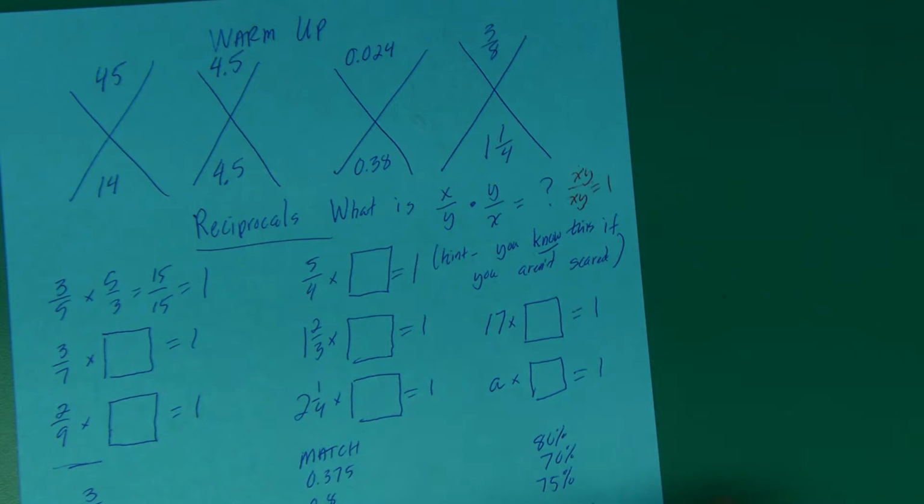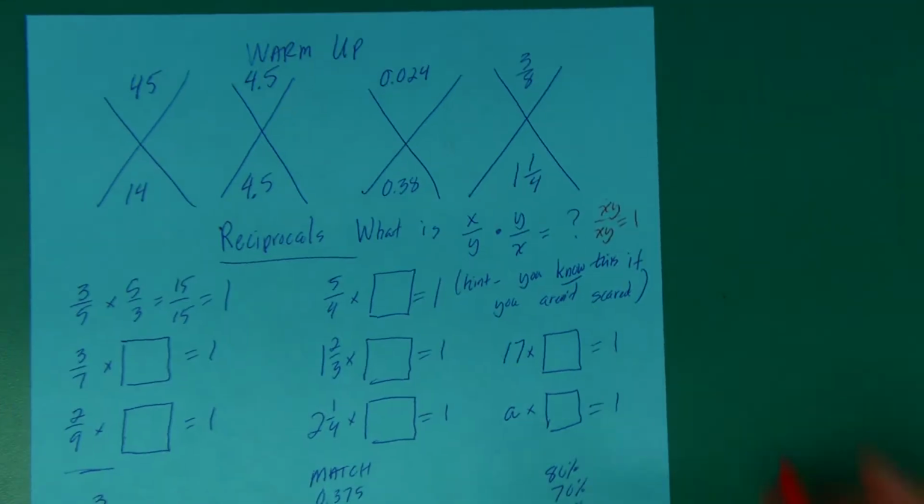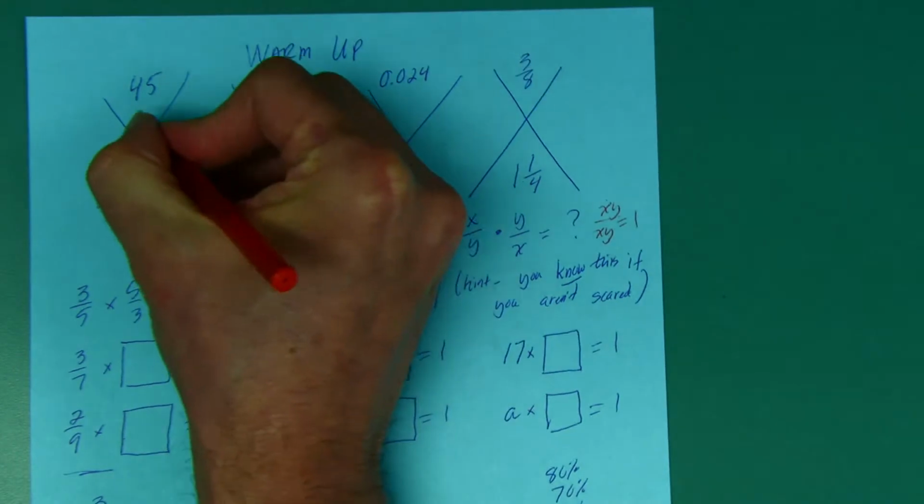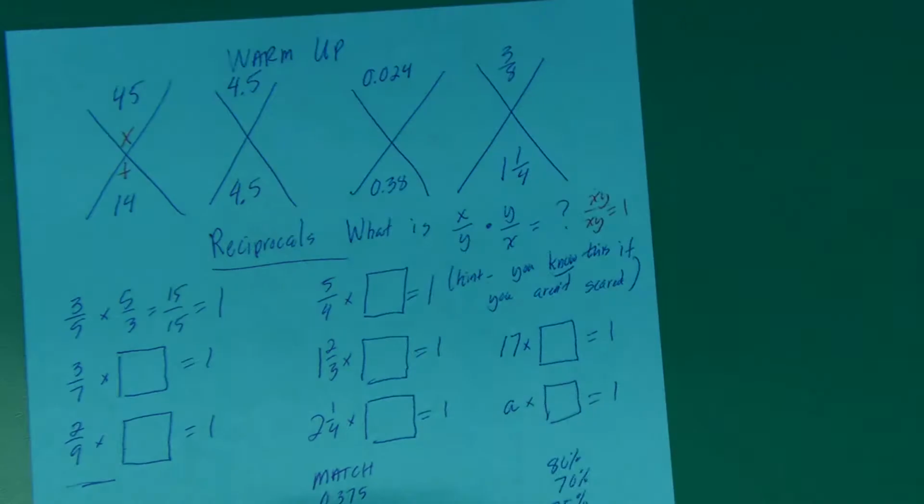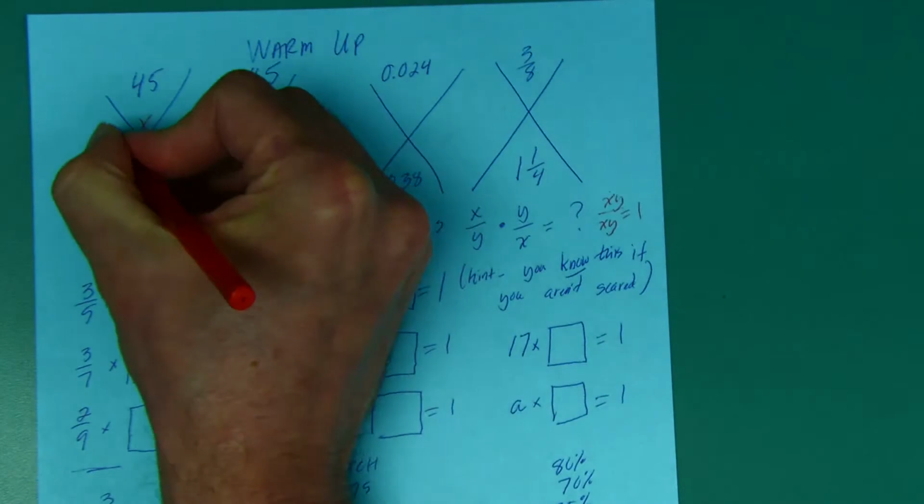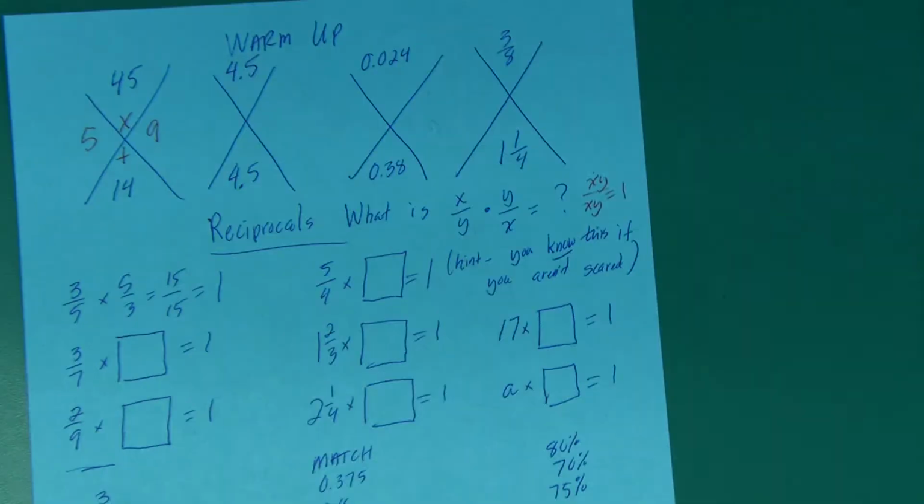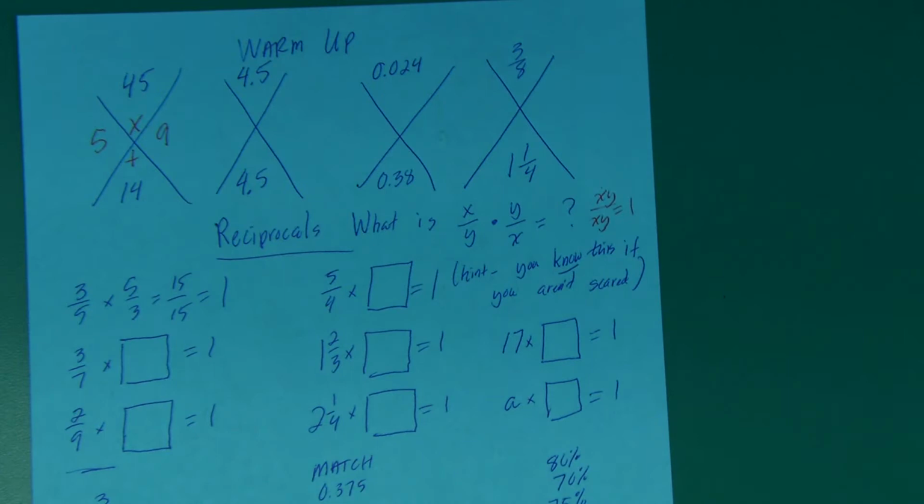All right, let's go over these answers. First, these diamonds, 45 and 14. What two numbers have a product of 45 and a sum of 14? Hopefully you figured out that's 5 times 9, right? 5 times 9 is 45. 5 plus 9 is 14.